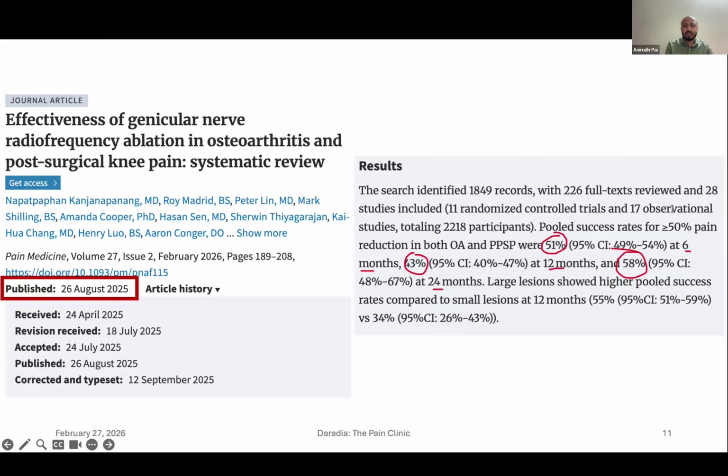Now, before discussing the predictors, it is important to establish that genicular nerve ablation is overall effective. This 2025 systematic review published in Pain Medicine included 28 studies involving over 2,200 participants. The pooled success rate for RFA in these patients, that is at least 50% pain reduction, was 51% at 6 months, 43% at 12 months, and 58% at 24 months. They also noted that large lesions produced higher success rates as opposed to smaller lesions. So overall, approximately half the patients receive meaningful pain relief. But what about the other half, right?